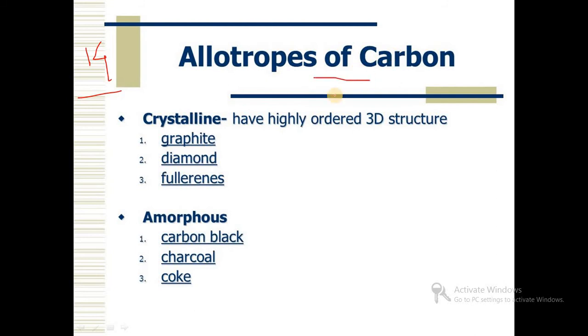And what are the allotropes of carbon? Mainly it appears in crystalline form and amorphous form. In crystalline form, which has a highly ordered 3D structure, it appears as graphite, diamond and fullerene. And in amorphous form, it is carbon black, charcoal and coke. So the main types are crystalline and amorphous, and in crystalline it appears as graphite, diamond and fullerene.